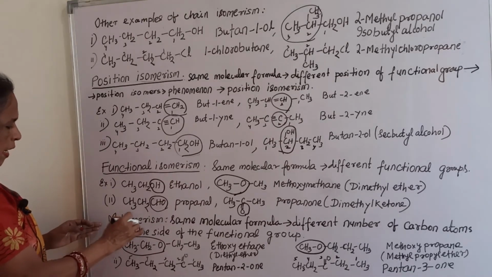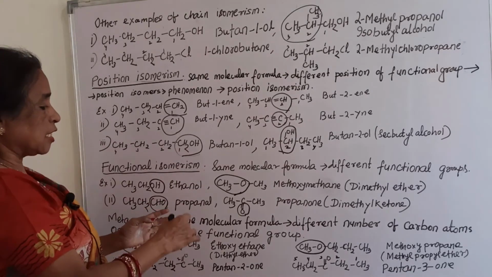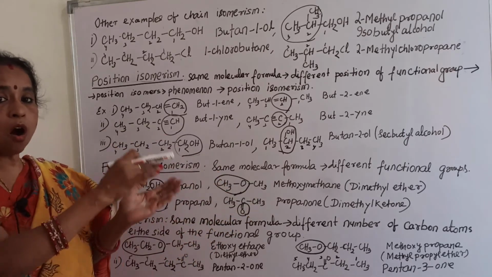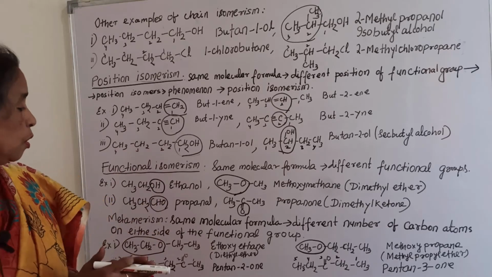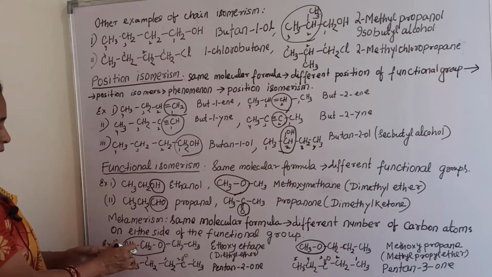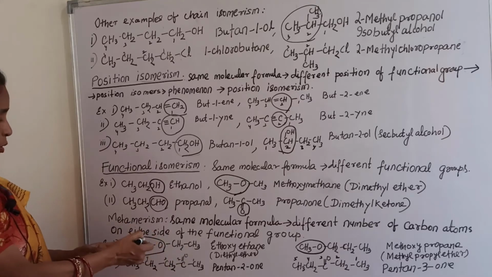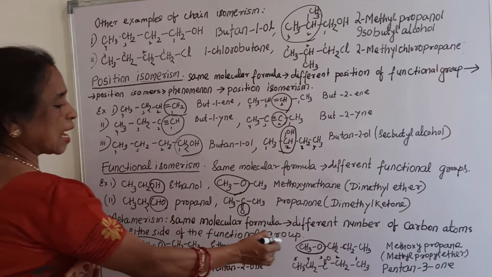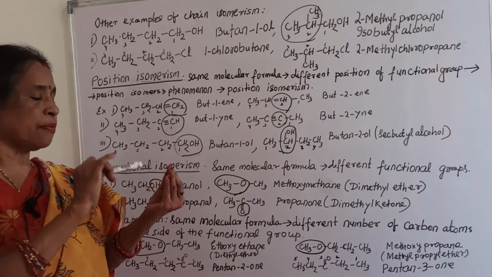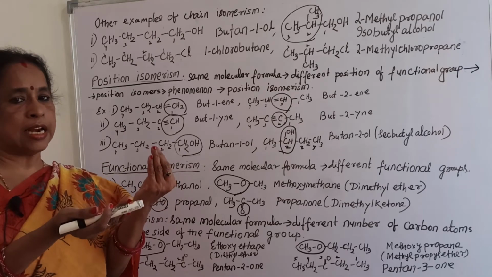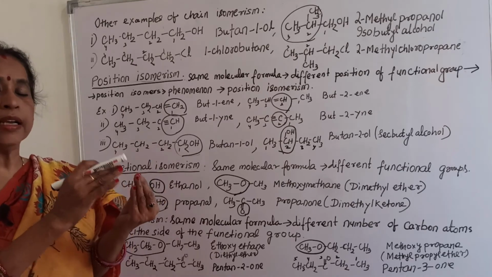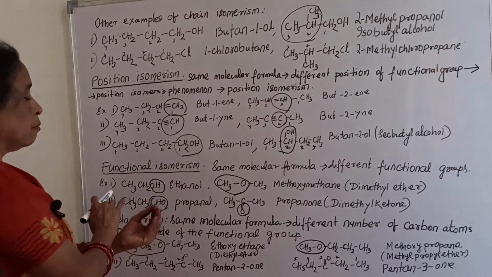Then come to metamerism. Metamerism: same molecular formula but different number of carbon atoms on either side of the functional group. Now you see on this side it is ethyl, this side it is ethyl, but in its isomer, the metamer, you see this side propyl, this side methyl. That means if the number of carbon atoms on the right side and left side of the functional group are different, they show metamerism.